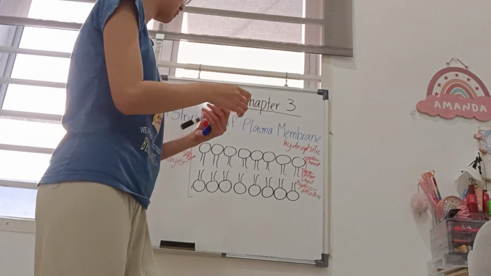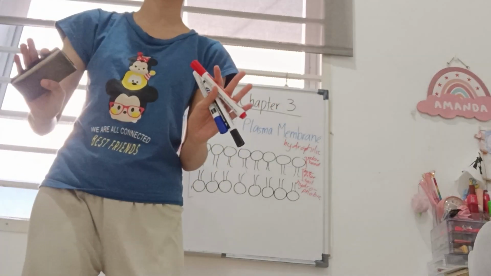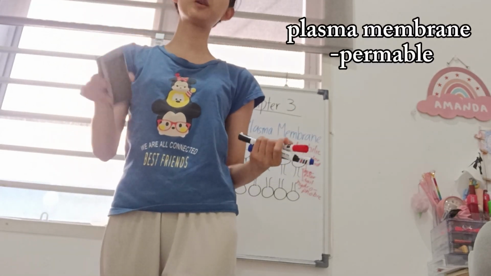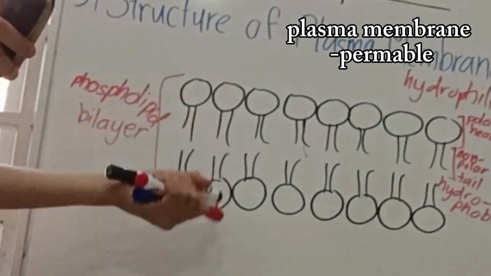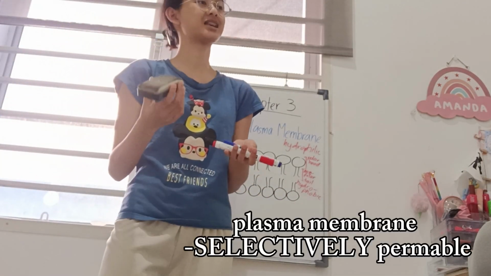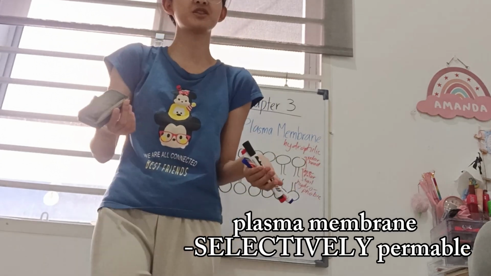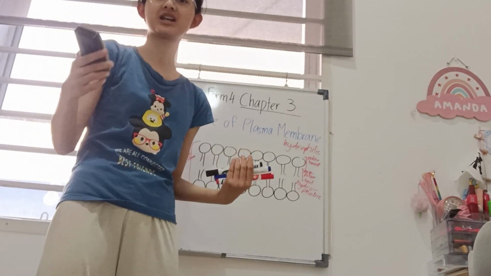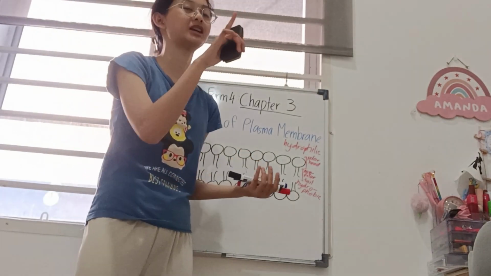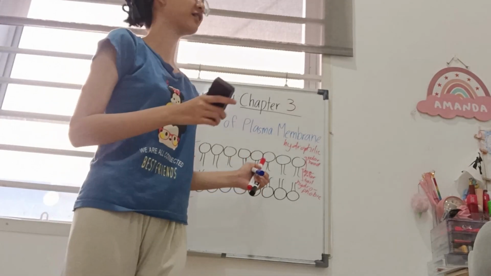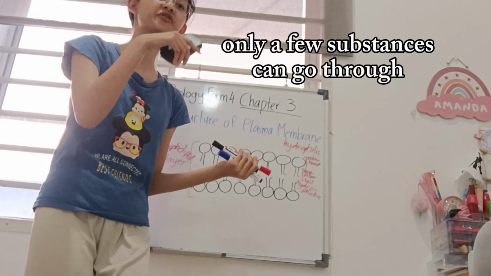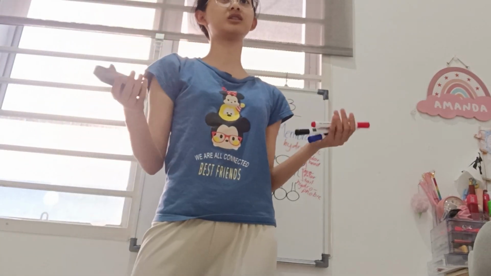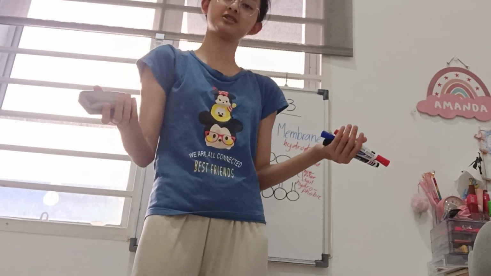So let's move on to the proteins. I forgot to mention, the plasma membrane is permeable, which means substances can go through it. But it's not just permeable, it's selectively permeable. Selectively means you select, you choose. So only a few substances can go through. The others just don't go in.